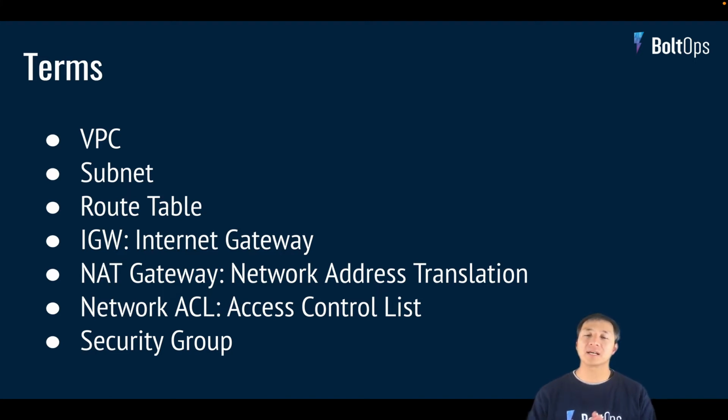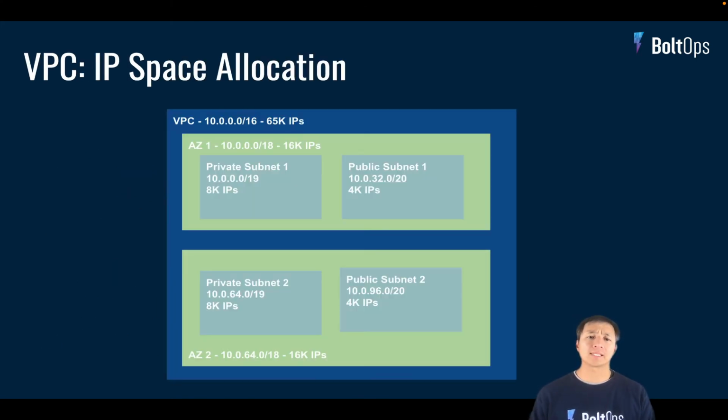Network ACLs stands for Access Control List, and is a way to define firewall rules at the subnet layer, or the subnet level. Security groups are also a way to define firewall rules, except instead of the network layer, it's actually at the resource level, like an EC2 instance or RDS database. They're actually very powerful, security groups. Okay, next.